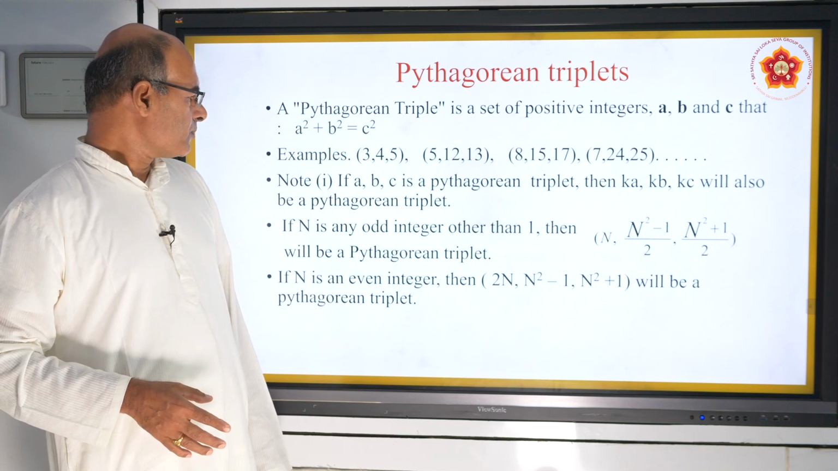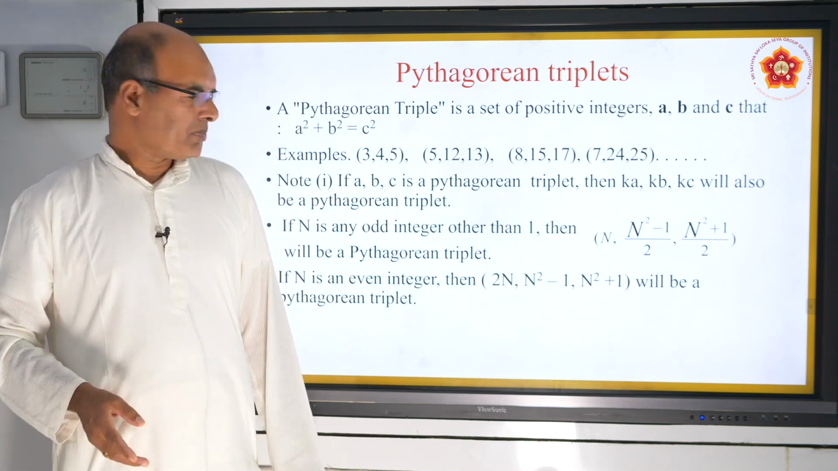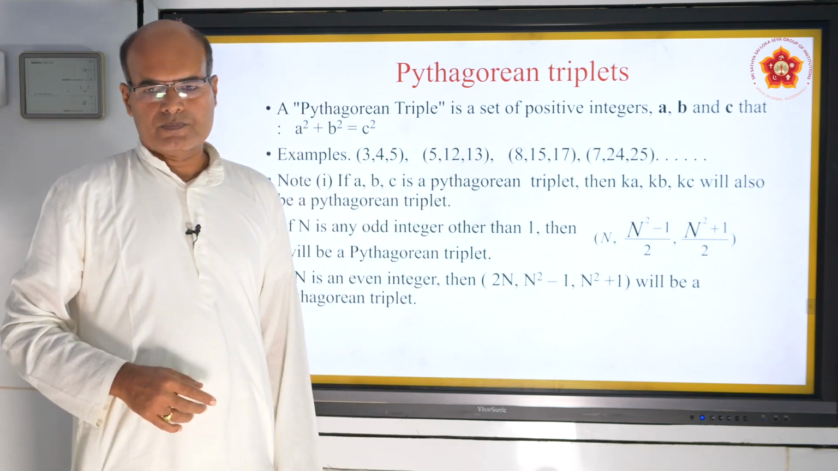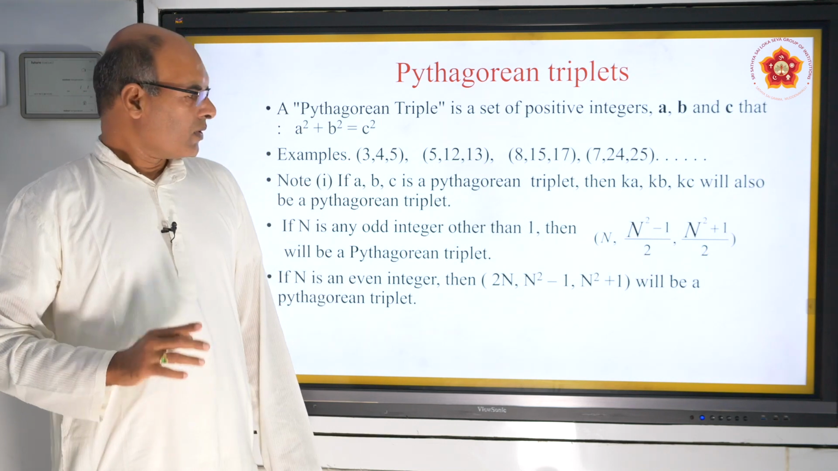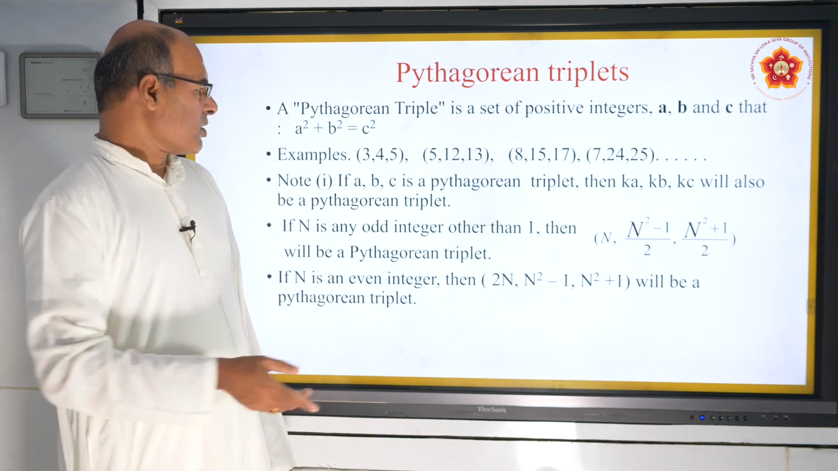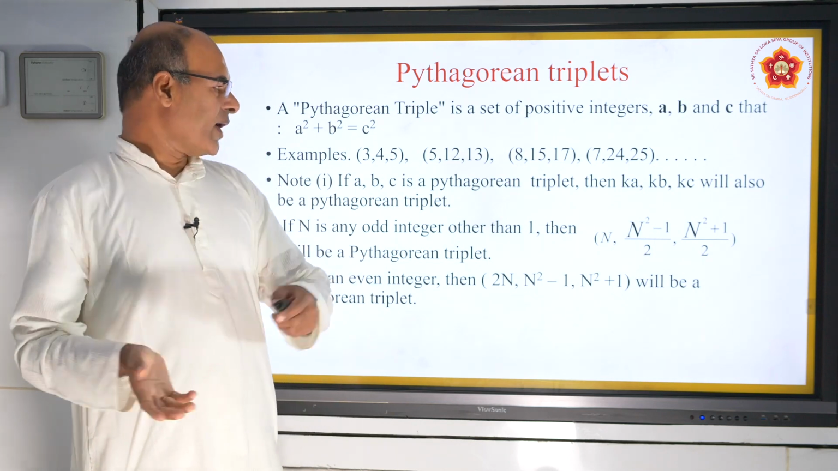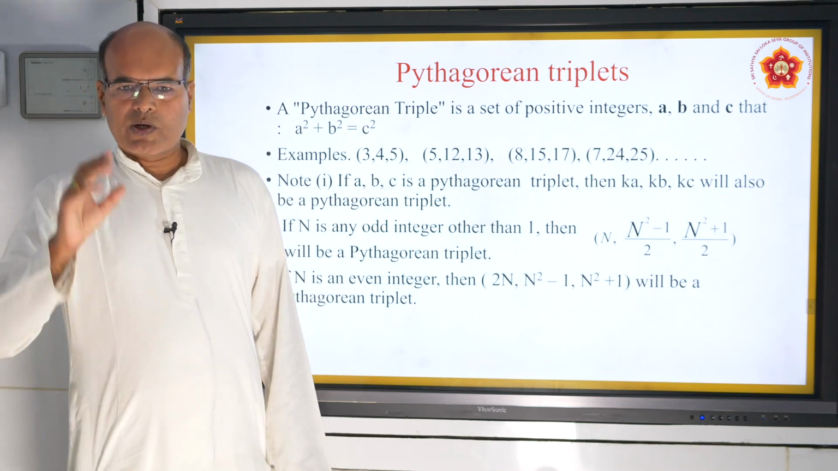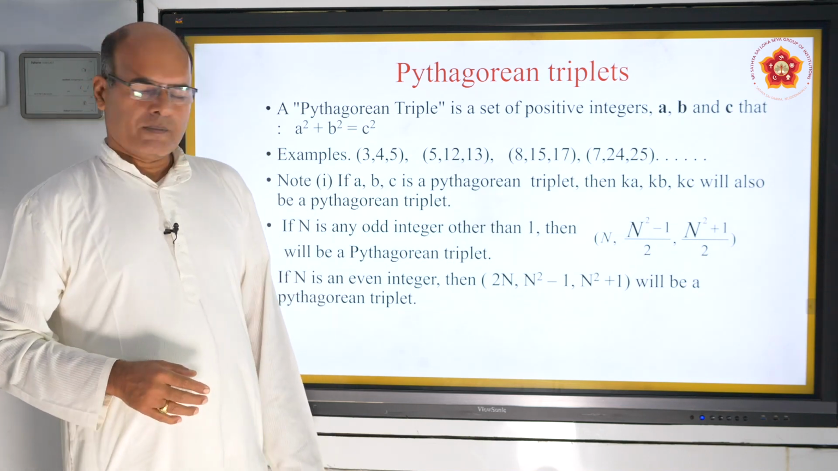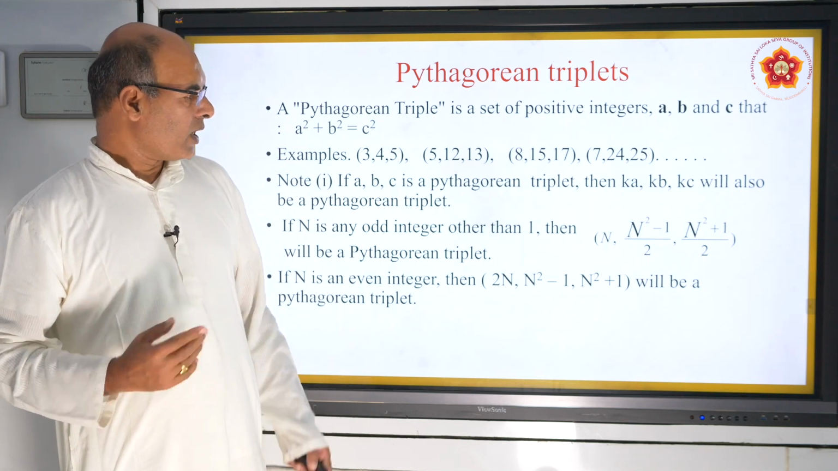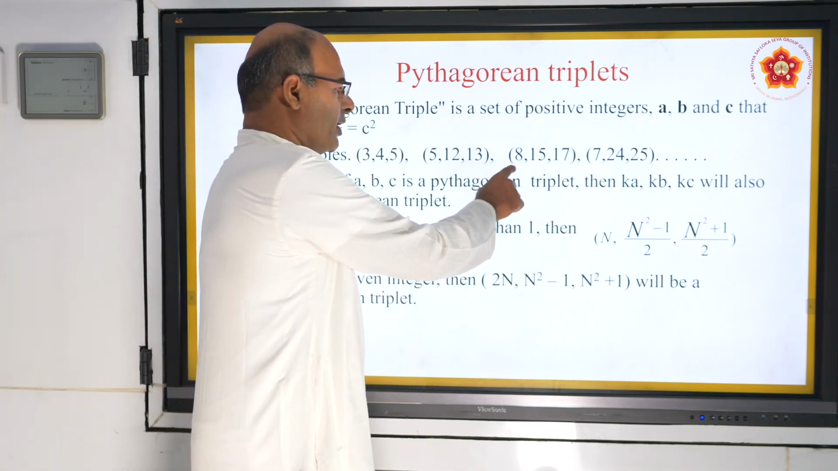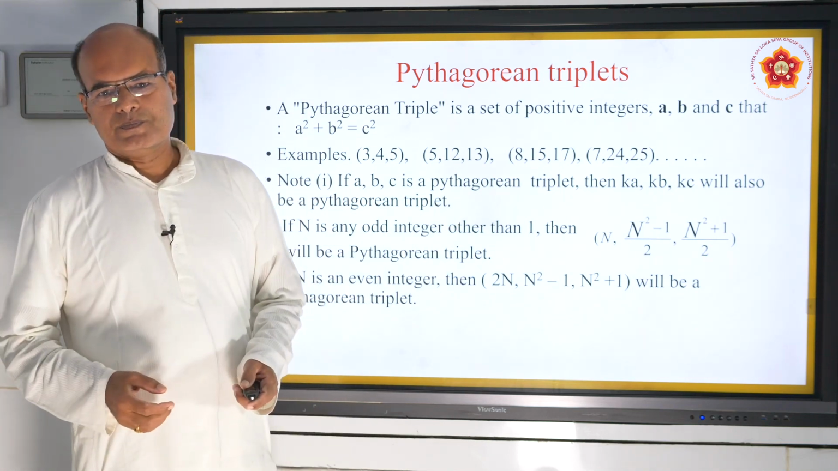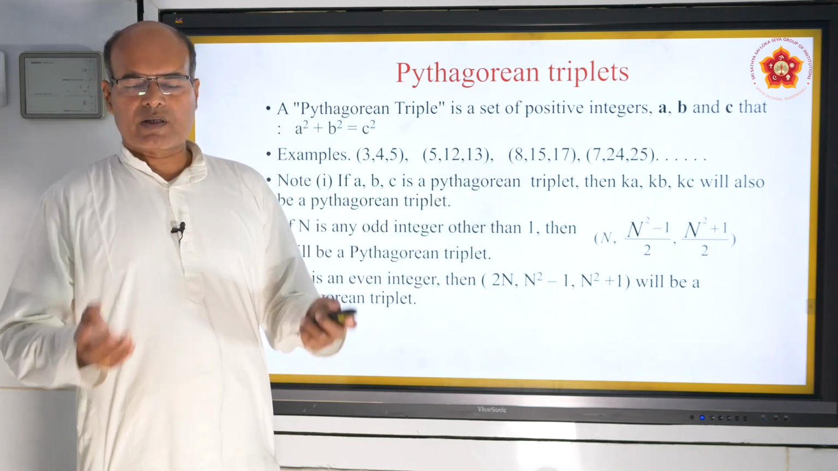3, 4, 5 is a set of Pythagorean triplets. Here 5 square plus 12 square is equal to 13 square. So whenever you see the two numbers 5 and 12, immediately remember another number, 13, along with 5 and 12. Whenever you see the two numbers 8 and 17, immediately the number 15 should come to your mind, because 8, 15 and 17 are Pythagorean triplets.